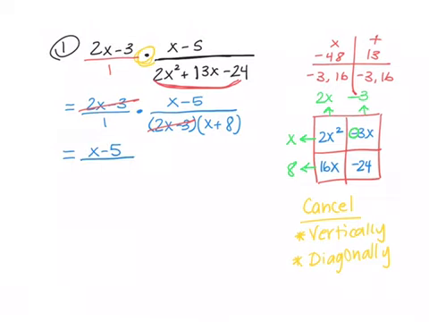And in the denominator, I have 1 times x plus 8. So anything times 1 is itself. So that's going to stay x plus 8. So this is your simplified answer to the multiplication problem we started with.